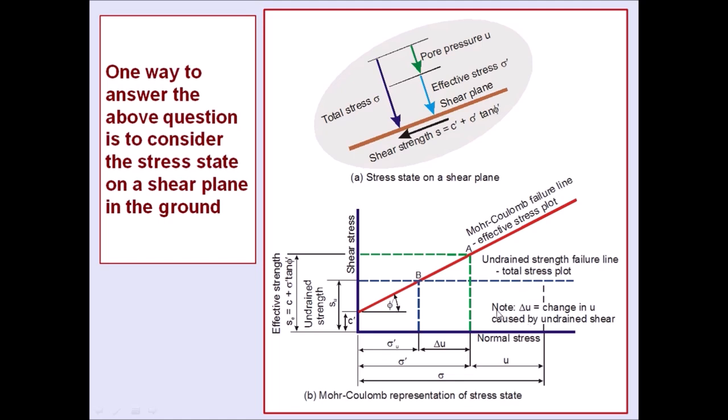So assuming that we cause an increase in pore pressure, we are reducing the effective stress by that amount there, and this will be our undrained strength here. So for that reason, we cannot expect an analysis in terms of undrained strength to give us the same result as an analysis in terms of effective stresses.